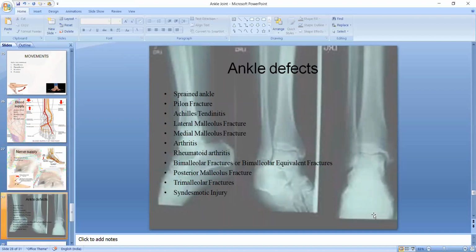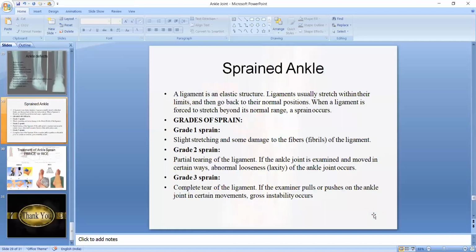Ankle defects: sprained ankle, pilon fracture, Achilles tendinitis, lateral malleolus fracture, medial malleolus fracture, arthritis, rheumatoid arthritis, bimalleolar fracture or bimalleolar equivalent fracture, posterior malleolus fracture, trimalleolar fracture, and syndesmotic injury also.